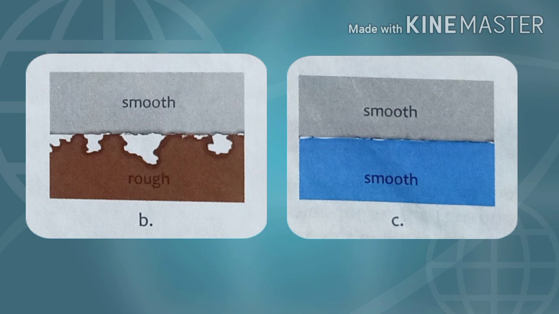The force of friction is very large when both the surfaces in contact are rough. Friction is less when one surface is smooth and the other is rough, and is the least when both the surfaces are smooth.